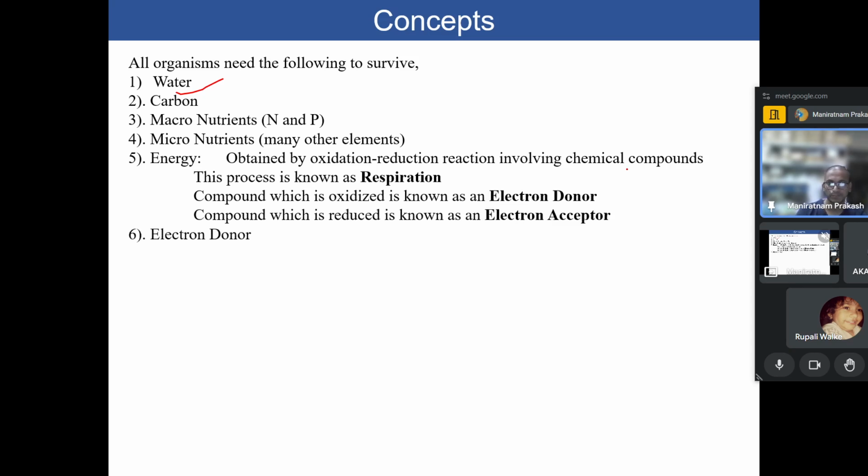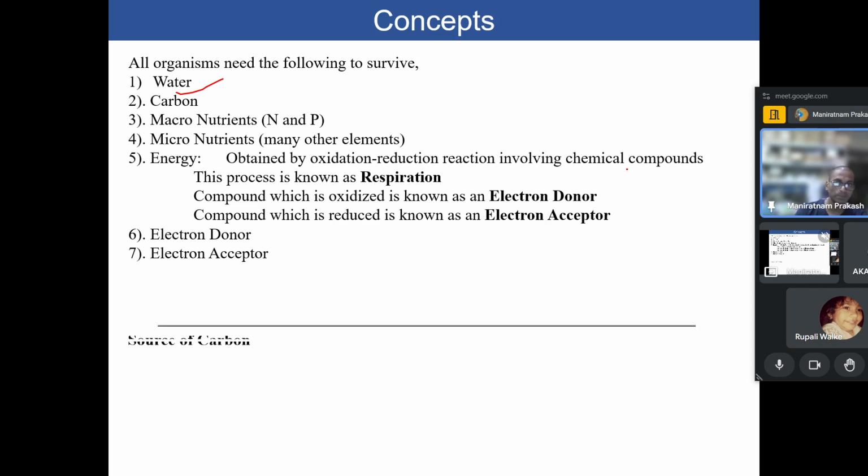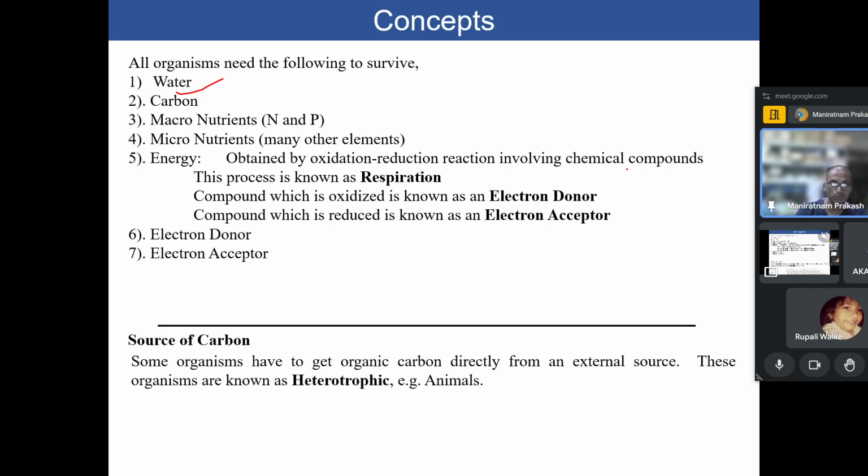Okay now. Then we know we need an electron donor, we need an electron acceptor. Now, the source of carbon can be of two types. Some organisms get organic carbon directly from the external source. These organisms are known as heterotrophs, like animals. Some organisms directly take external carbon as their food source, and those are known as heterotrophic.